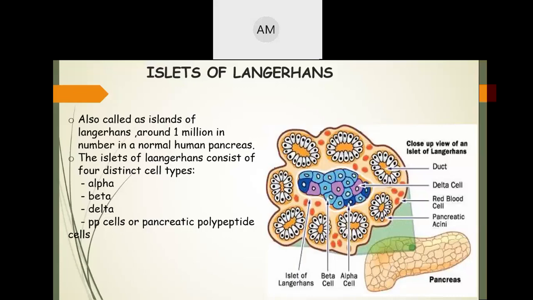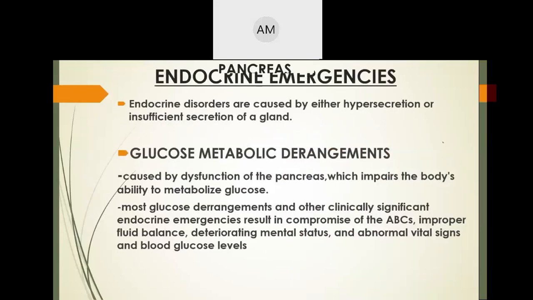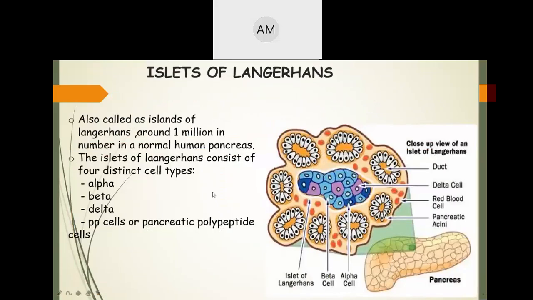The pancreas secretes enzymes and hormones. Hormones and enzymes are two different things. The enzyme part is for digestion, and the hormone part is for metabolism. There are about 1 million islets of Langerhans in the normal pancreas, and there are four types of cells: alpha cells, beta cells, delta cells, and polypeptide or PP cells.